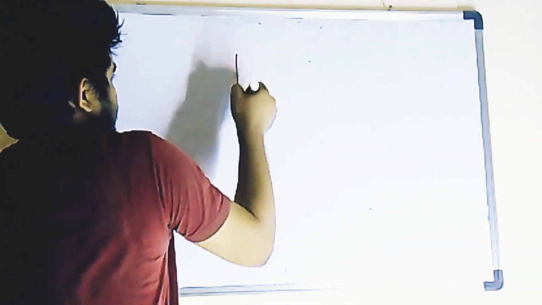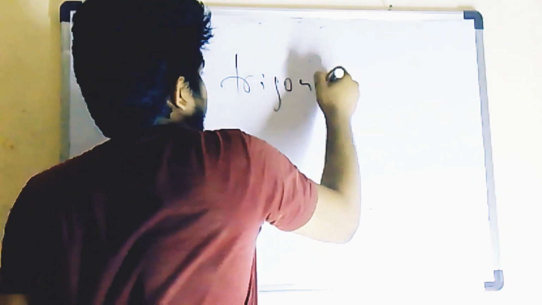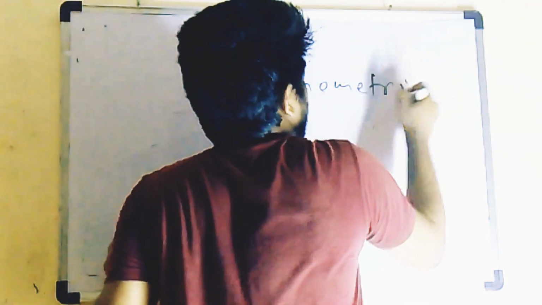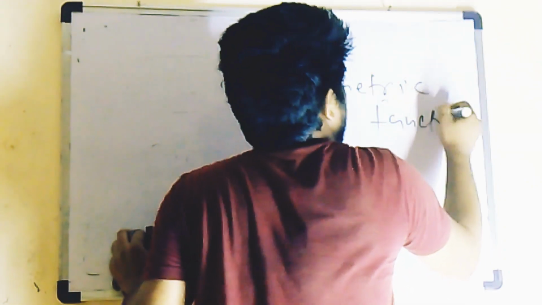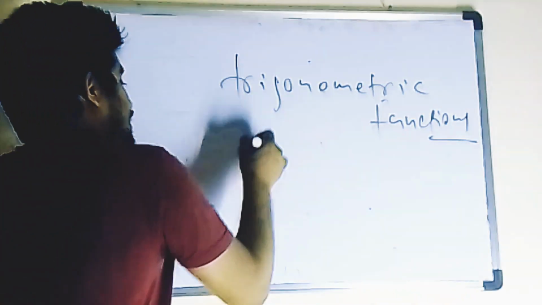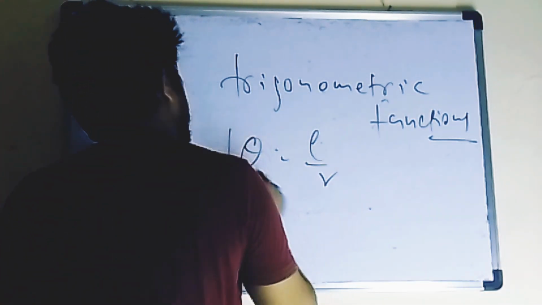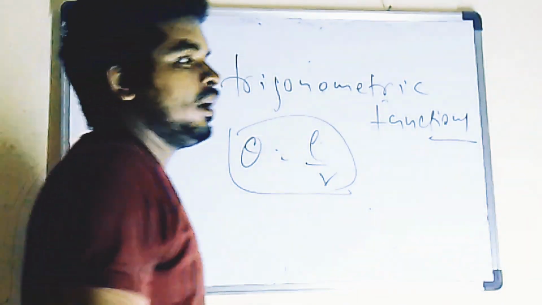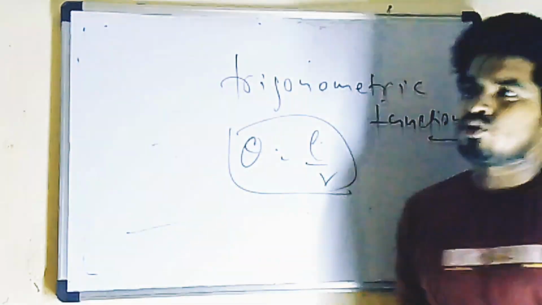When we talk about trigonometric functions, what should you think of in your brain? Simply, if I ask about trigonometric functions, it means theta equals L by R, simple. This is trigonometric functions. The function starts here and it solves structures for us.